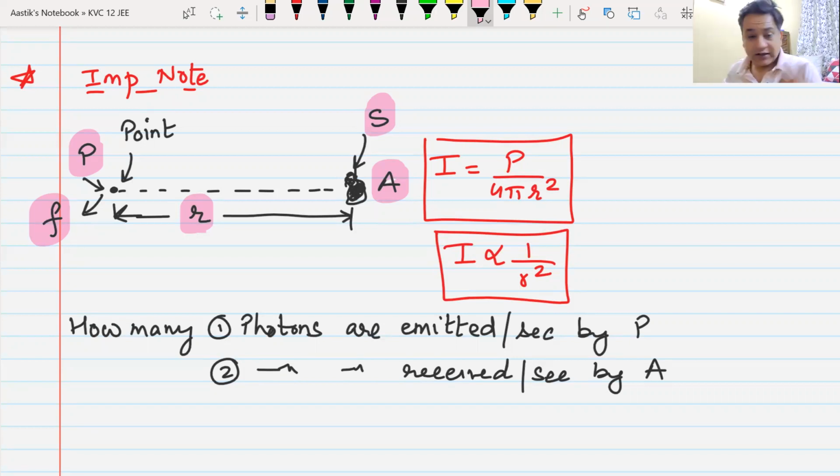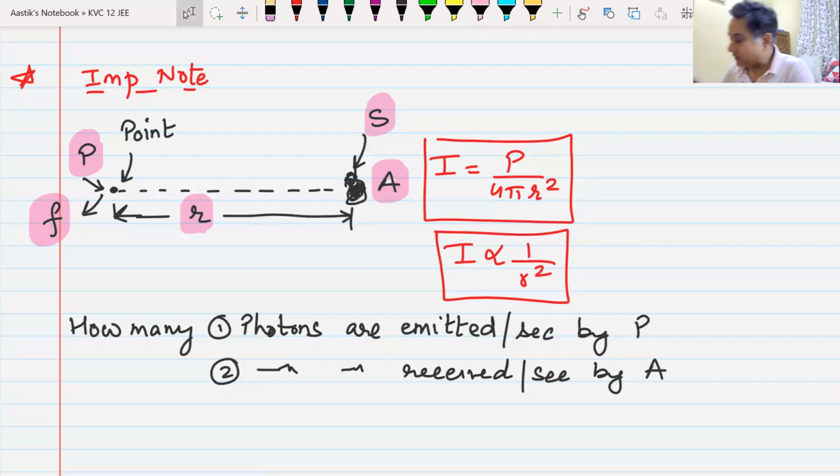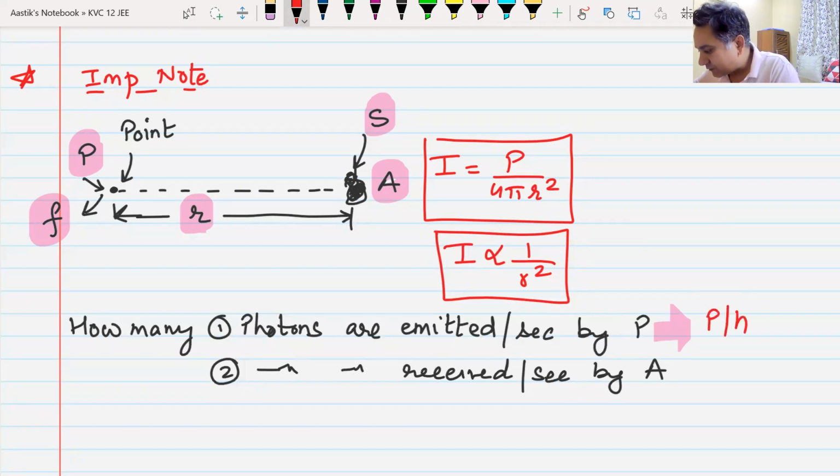So, okay, let us first go on to the first part. What are the number of photons emitted? We can straight away put the formula for this because we have already calculated it. P divided by hf: the power emitted divided by the energy of one photon, and you will get the answer for the first one. So the first one is a pretty straightforward one. P divided by hf. This is the first one.